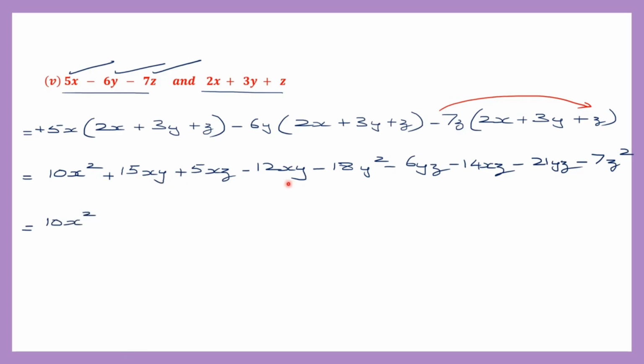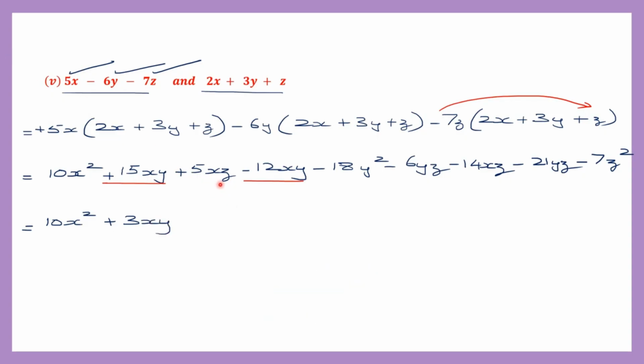Do we have xy's? Yes, here we have xy. That means these are two like terms that we need to work out. So that is plus 15xy minus 12xy. So we have to take the numbers alone, plus 15 and minus 12. When signs are different, put the sign of the bigger number and subtract. 15 minus 12 is 3 and you write xy. So that is plus 3xy.